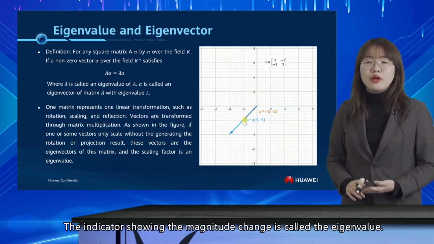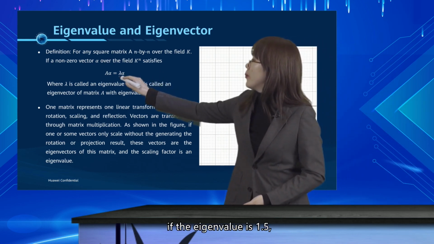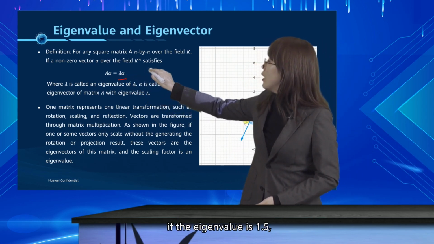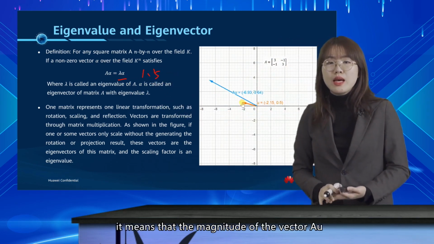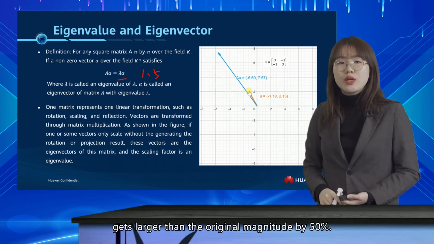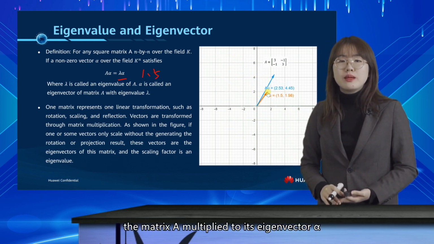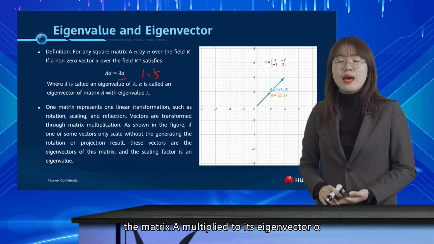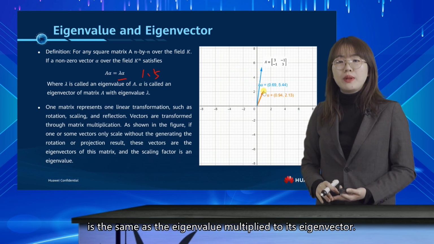The indicator showing the magnitude change is called the eigenvalue. For example, if the eigenvalue is 1.5, it means the magnitude of the vector AU gets larger than the original magnitude by 50%. Therefore, the matrix A multiplied by its eigenvector alpha is the same as the eigenvalue multiplied by its eigenvector.